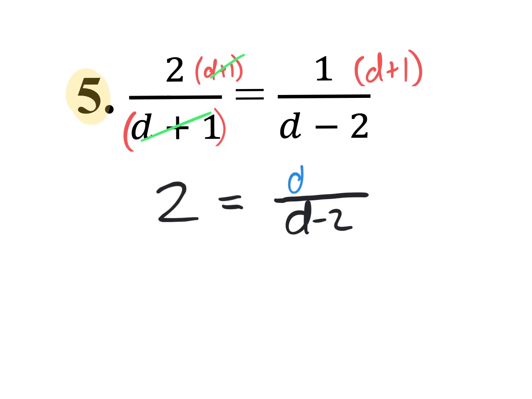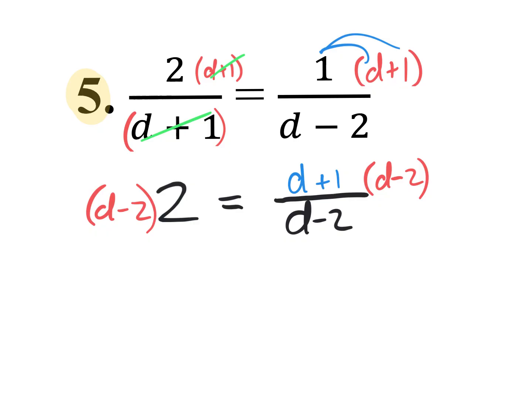It's still going to be a d plus 1, right? 1 times d is d, 1 times 1 is 1, so it's still a d plus 1 in the numerator. So now let's get rid of the other fraction by multiplying both sides by the denominator d minus 2. So you're going to go times d minus 2 here, times d minus 2 over here. So yes, they cancel. You end up with a nice, beautiful d plus 1, no more fraction.